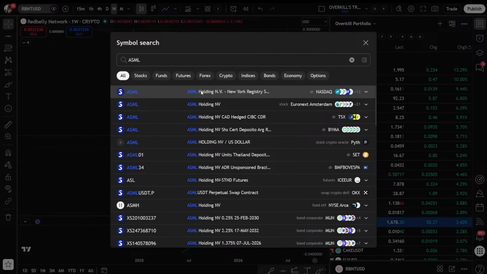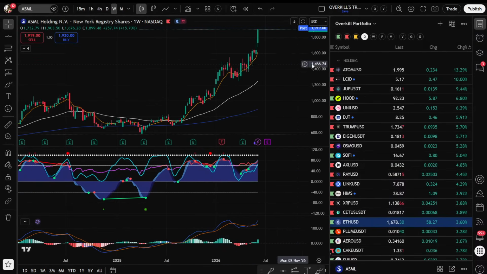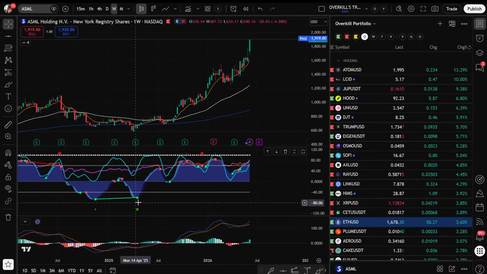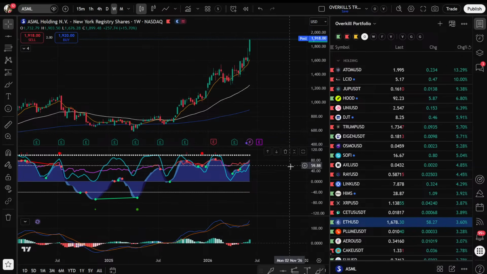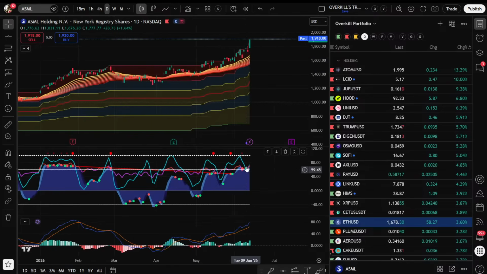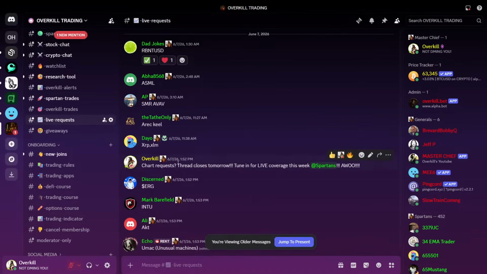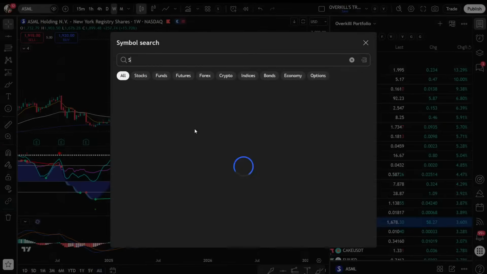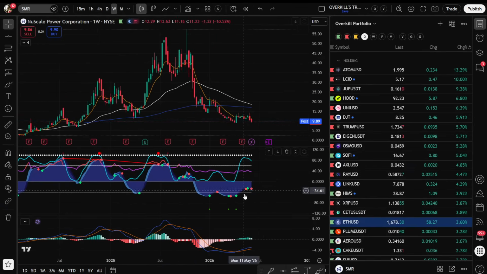ASML, ripping. Okay, all-time highs. Again, we bought this one down here at like $600. It's now up here at 2,000. Just ripping. So looking to sell that one here, probably on the next red daily dot, I'd sell ASML out here. Huge move today.